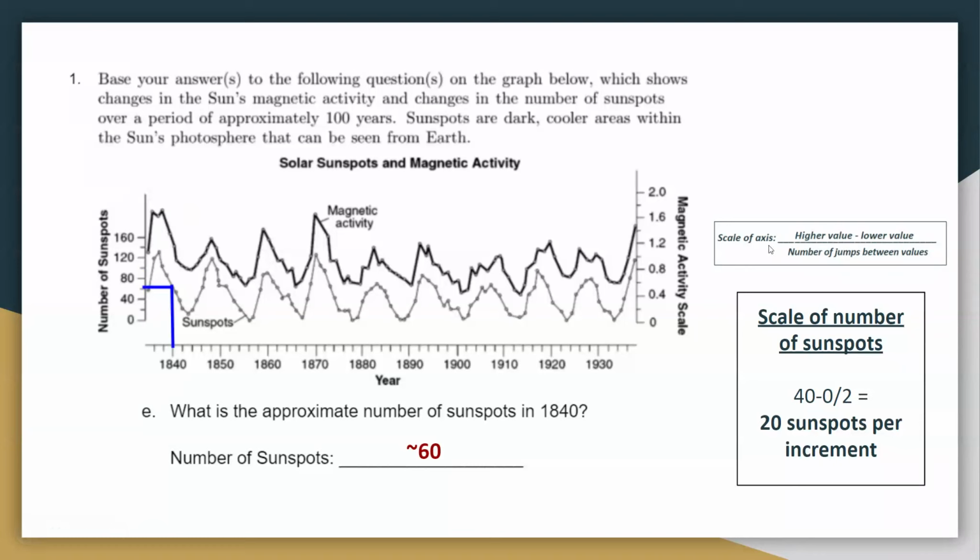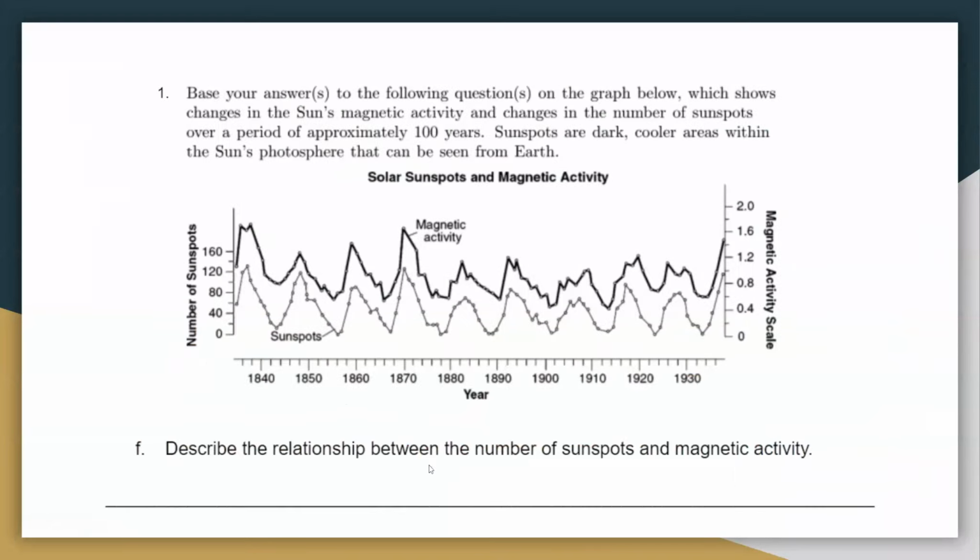Remember, the scale of an axis from the previous video is the higher value minus the lower value divided by the number of jumps between values. So the scale for the number of sunspots, if I pick 40 and 0 to be my higher and lower values, would be 40 minus 0 divided by 2 jumps, 1, 2. That gives me 20 sunspots per increment. So this is 0, this is 20, this is 40, this must be around 60. So I'm going to say the number of sunspots in 1840 is around 60.